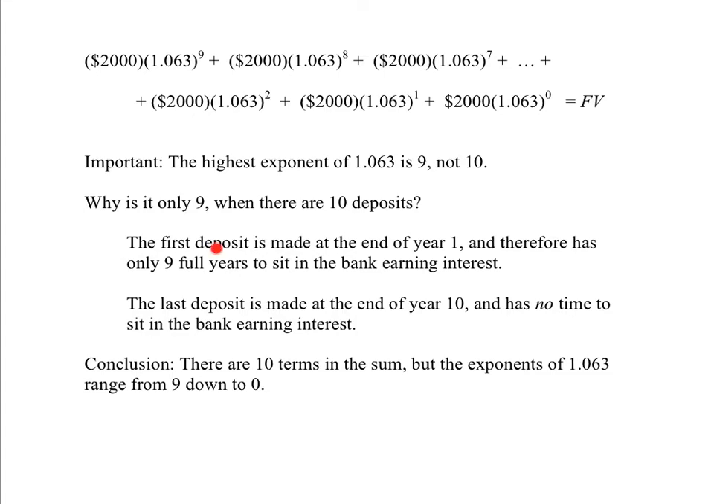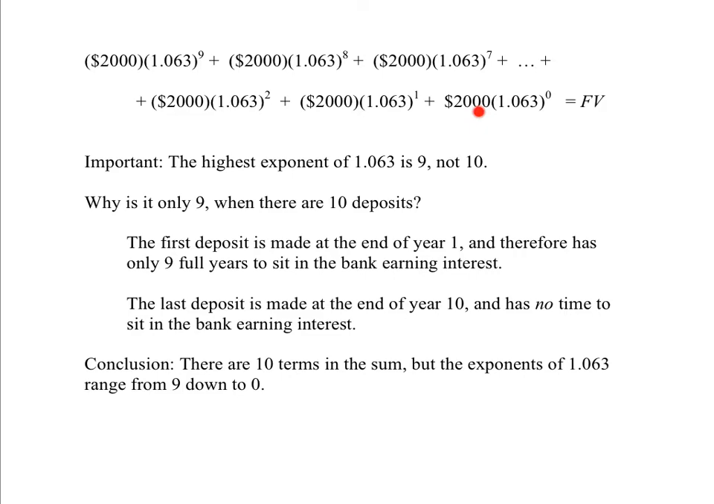So the first deposit, the very first one, is made at the end of year 1. That's what we're told in the statement of the problem. Okay, it's made at the end of year 1, and we're tallying up at the end of year 10. So from the end of year 1 to the end of year 10, 9 full years, and only 9 full years, have passed. So that initial $2,000 has been sitting in the bank earning interest for only 9 full years. Hence the exponent 9.